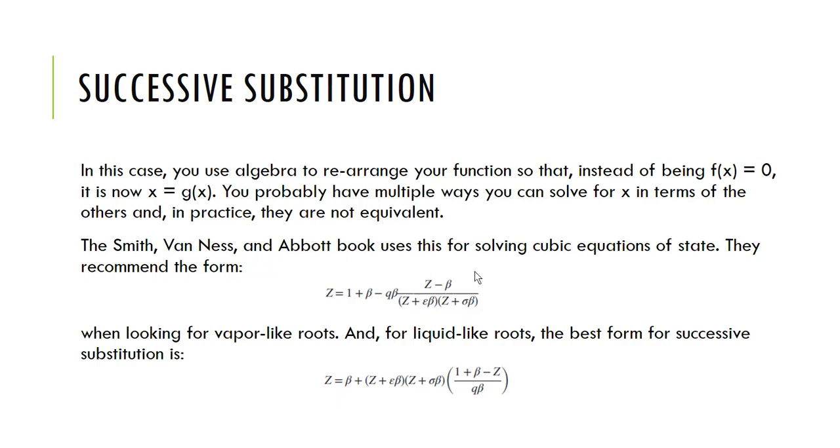In both cases, what you're going to do is guess a value of z, substitute it in here, and that will be your new guess for z. You'll take that answer, substitute it in over here, that'll get you a new guess, and just keep doing this process over and over again.